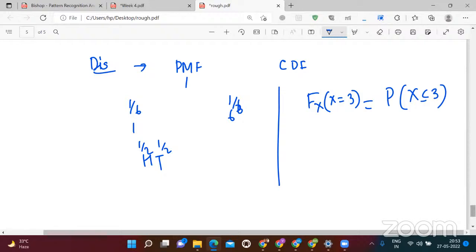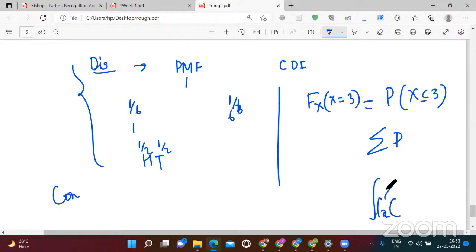Now I'll go to the continuous. This was for the discrete one, and for the continuous you do the same thing. Instead of the summation of all the probabilities till 3, here you have to do the integration of fx, and fx is the PDF that you will be given. PDF is the probability density function. It's not the exact probability. It is a function of the probability, where you have the probability upon some unit volume or unit distance. It is simply a density function.